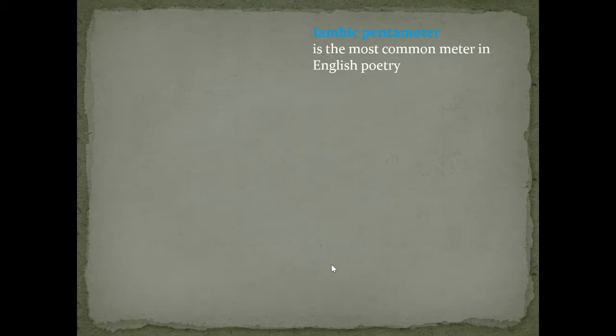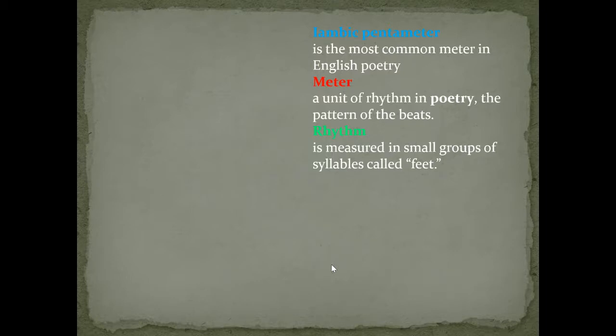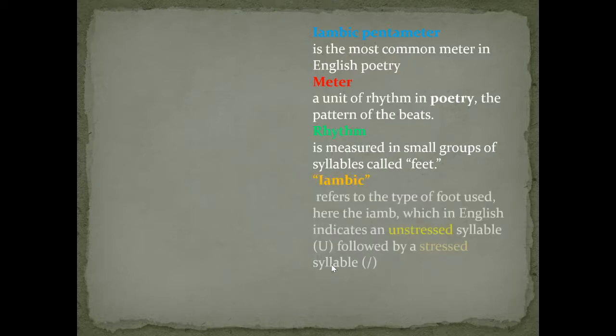Now, in terms of poetic devices, iambic pentameter, as I said, is the most common meter in English poetry because it reflects the speaking habits of English speakers. When we get to breaking things down, meter is a unit of rhythm in poetry, the pattern of the beats. Rhythm is measured in small groups of syllables called feet. An iamb refers to the type of foot used, which in English is an unstressed syllable followed by a stressed one. Pentameter means five feet, so ten syllables total.